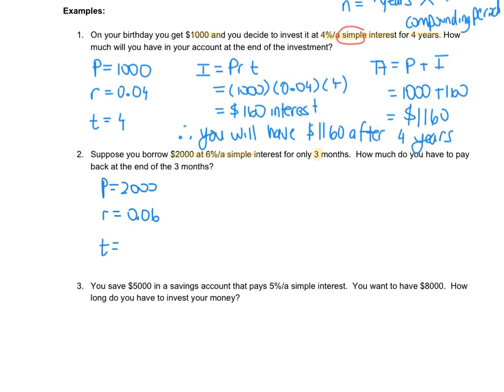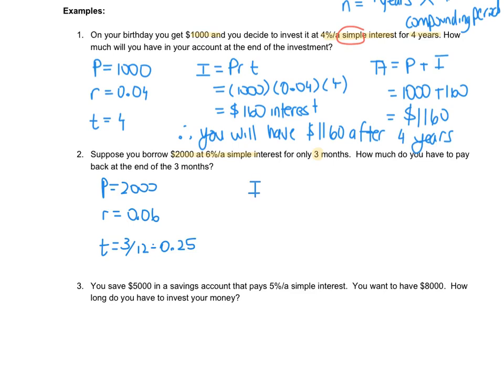It's 3 months, so we have to turn the months into years. And we know that each year has 12 months, so we can do 3 divided by 12, which is 0.25. So now we can go ahead and use our formula to find the interest and then the total amount that we're going to pay back. So why don't you pause the video here, plug your information into your formulas, and finish this question off.